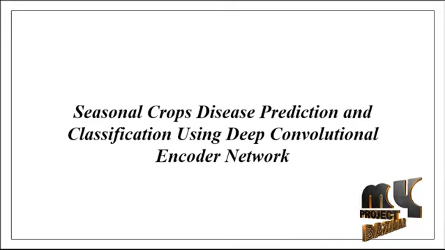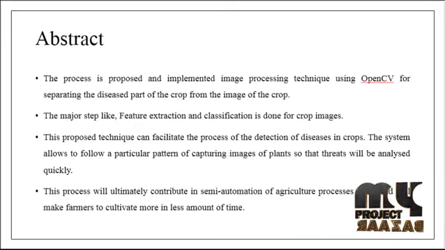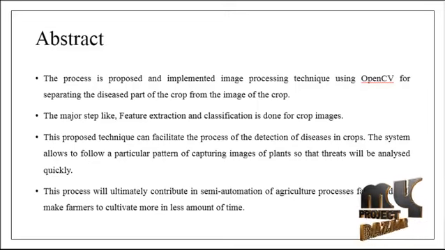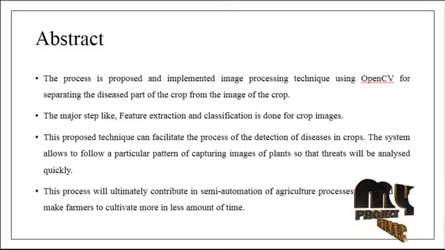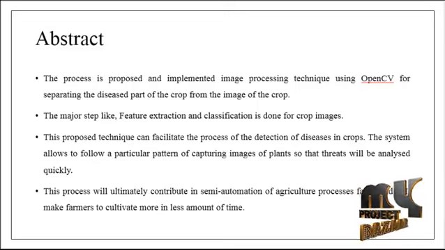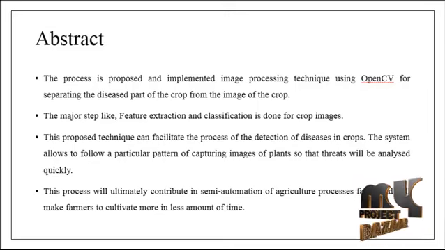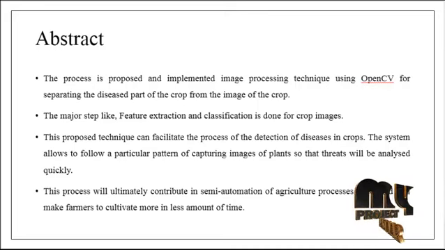Convolutional Encoder Network. Now we are going to discuss the abstract of the process. The process is proposed and implemented using digital image processing techniques with OpenCV for separating the diseased part of the crop from the images of the crop regions, which means the diseased part should be extracted from the crop and the other backgrounds will be eliminated.